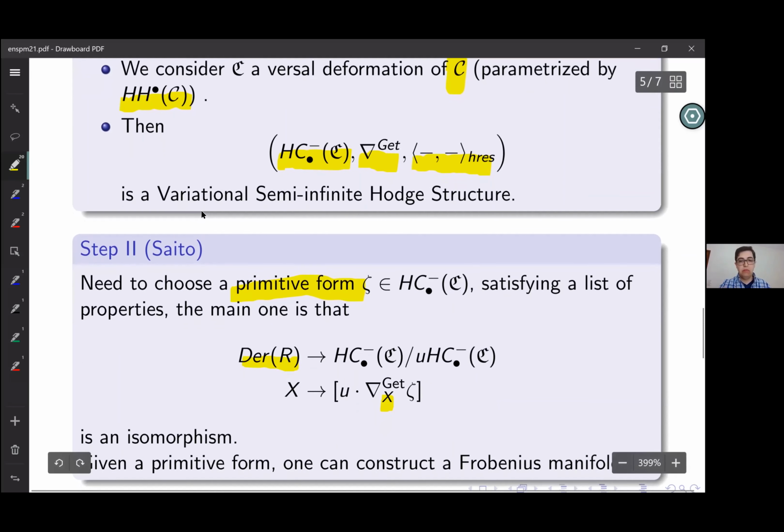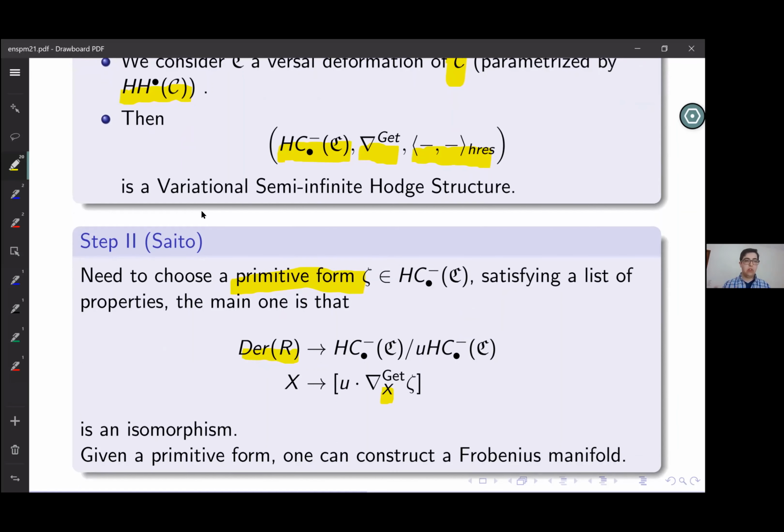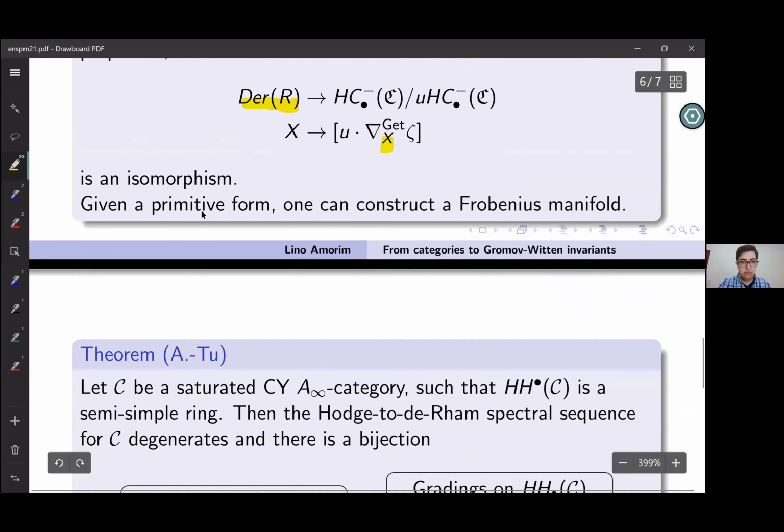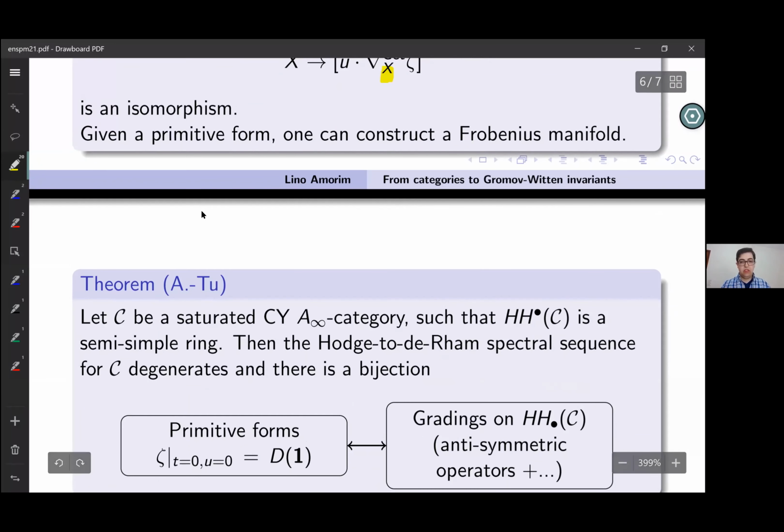And if we have one of these primitive forms, there is a canonical way to construct a Frobenius manifold on the base of our deformation, the deformation space. So what we need is to figure out which primitive forms we can find, or even if there are some. It's not obvious that they exist. The main theorem that we proved is in this case: if our infinity category has Hochschild cohomology, which is a ring, that is semi-simple, if it's just a direct sum of fields, that's the condition we are working with.